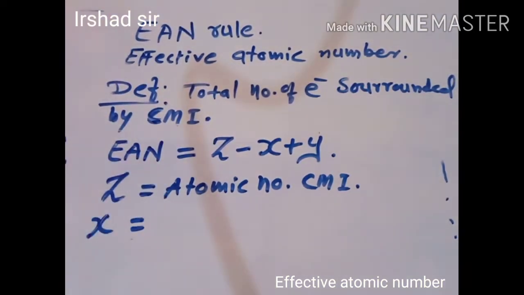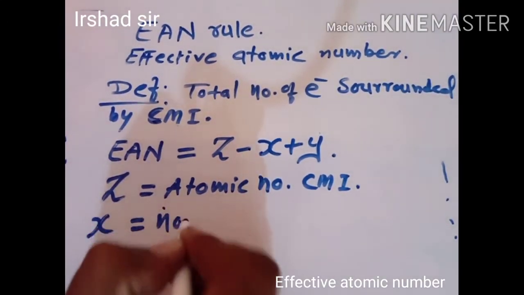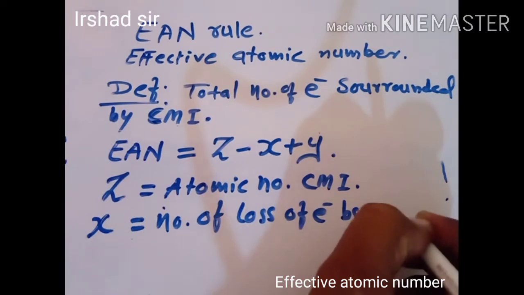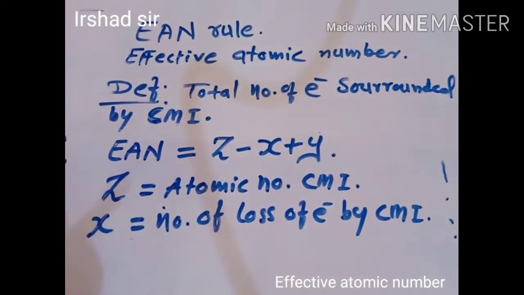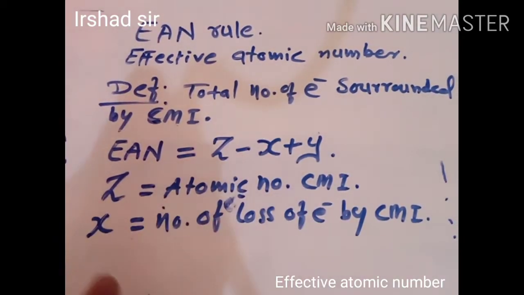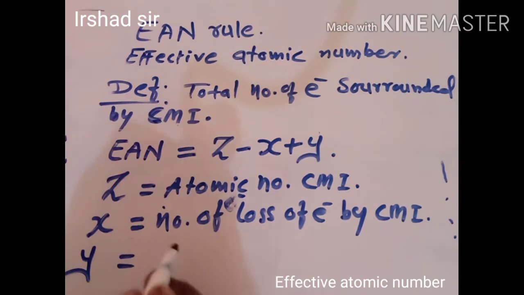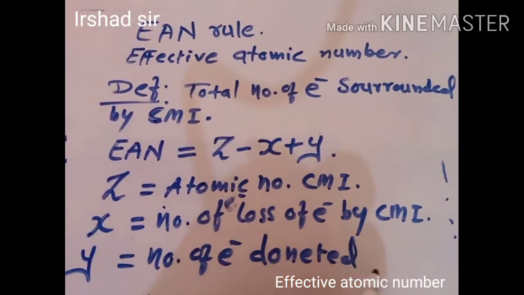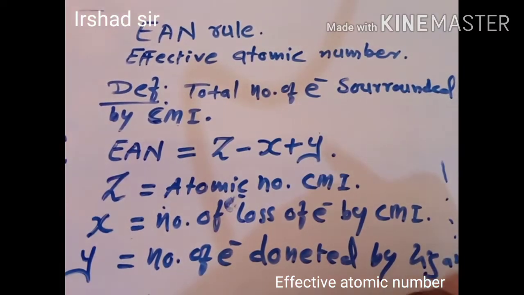Next is X. Here X is the number of electrons lost by the CMI during the formation of the complex. It means the oxidation state of a particular metal ion is nothing but the value of X, the number of electrons lost by the CMI. And Y is the number of electrons donated by the ligand.